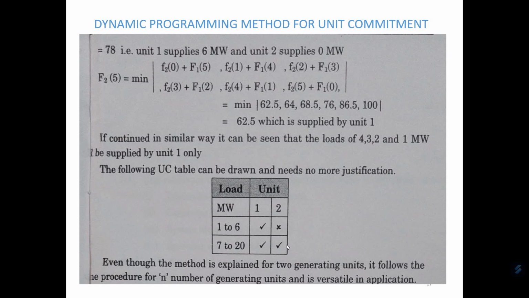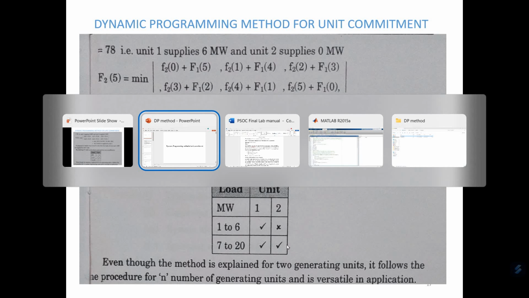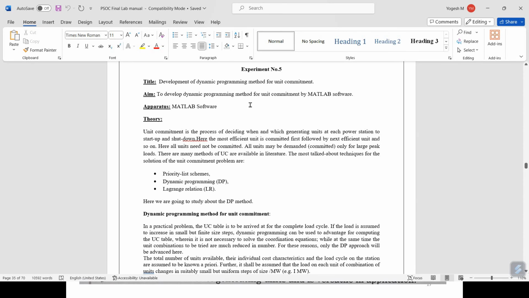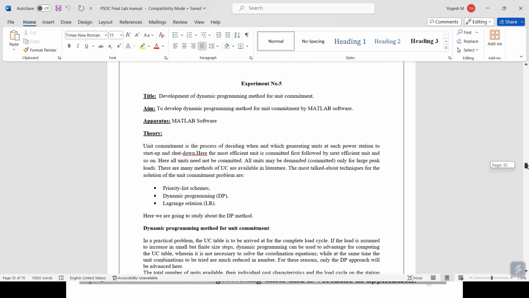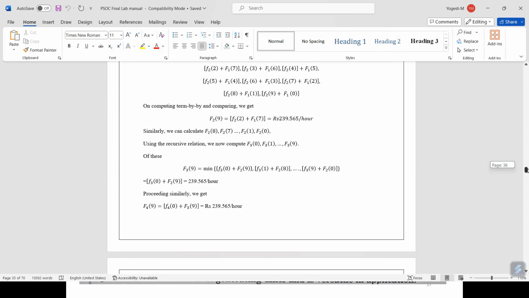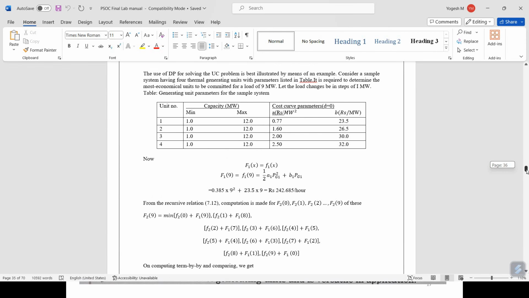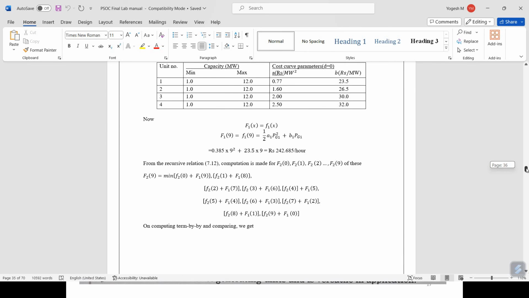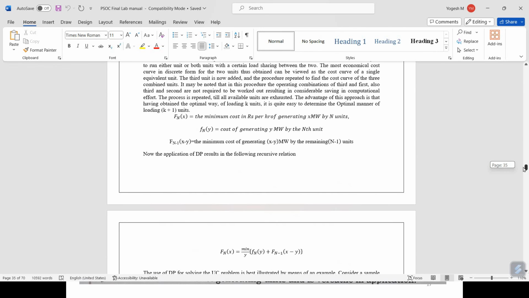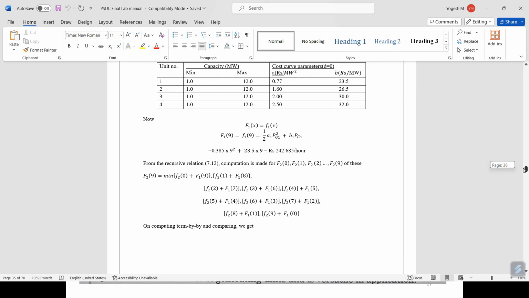Now we'll go to our experimental part. The title is development of the dynamic programming method of unit commitment. We have to study this method by using the MATLAB software, and the apparatus is of course the MATLAB software. The theory, whatever I have added here, we have already discussed, and we have to solve one numerical by using the MATLAB software.